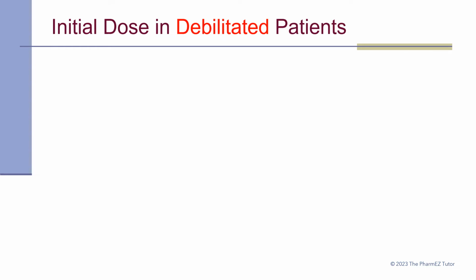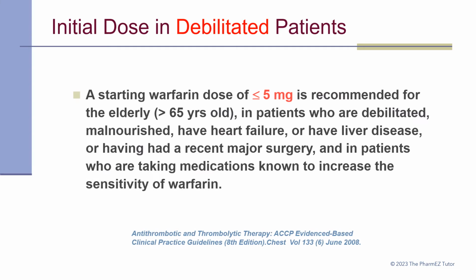What should the initial dose in debilitated patients be? A starting dose of less than or equal to 5 milligrams is recommended for the elderly, greater than 65 years old, in patients who are debilitated, malnourished, have heart failure, or have liver disease, or having had a recent major surgery, and in patients who are taking medications known to increase the sensitivity of warfarin.